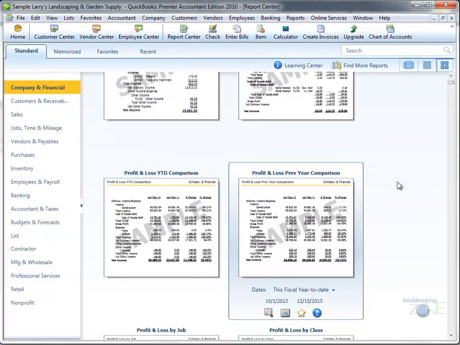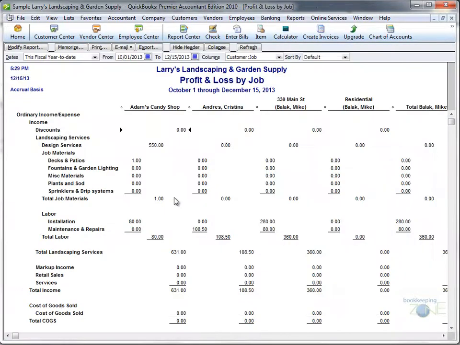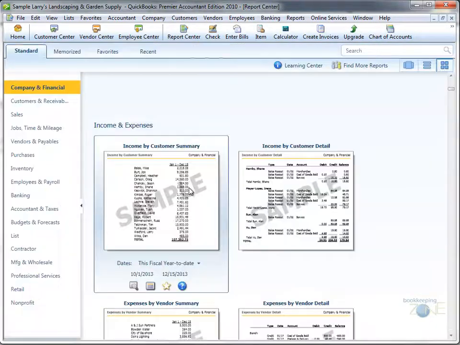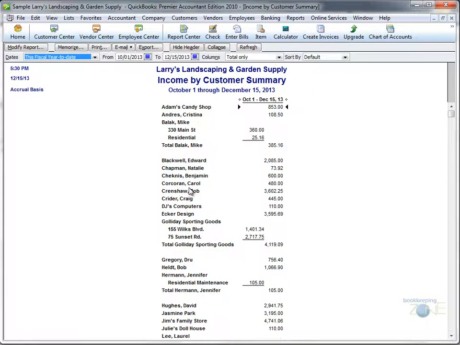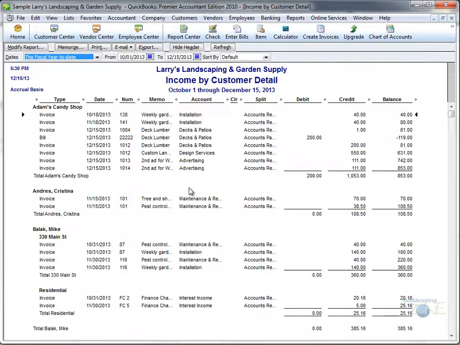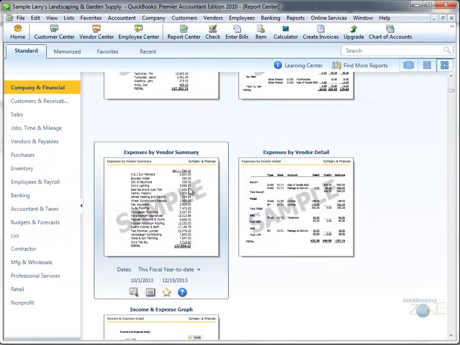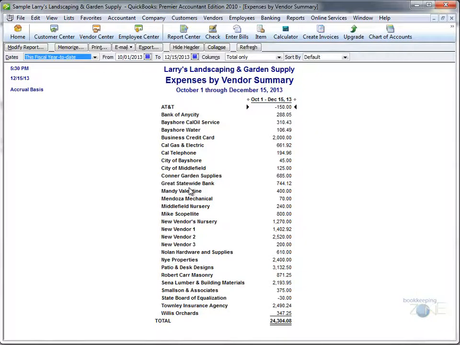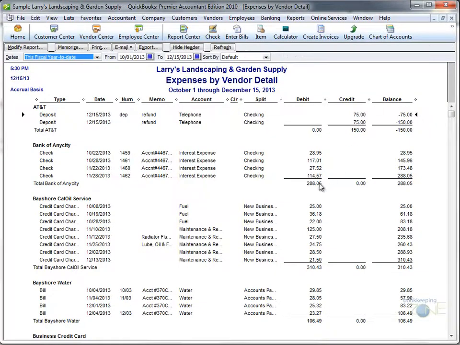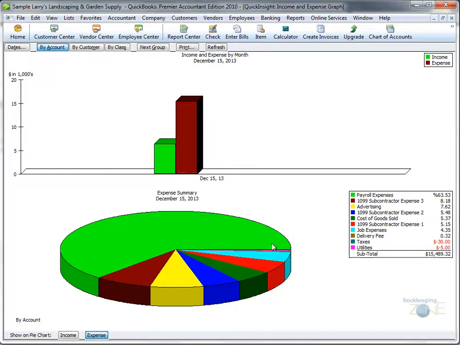You can also generate a Profit and Loss by job to see how much money each individual job made you, or a Profit and Loss by class to see how much money your classes made you. Your Income by Customer summary will show you your total income by individual customer, while the Income by Customer detail will also give you a detailed view of all the individual transactions. You can run the same reports for expenses by vendor. You can view the report as a summary of all expenses by vendor, or a more detailed version of the same report. You can also generate an income and expense graph.